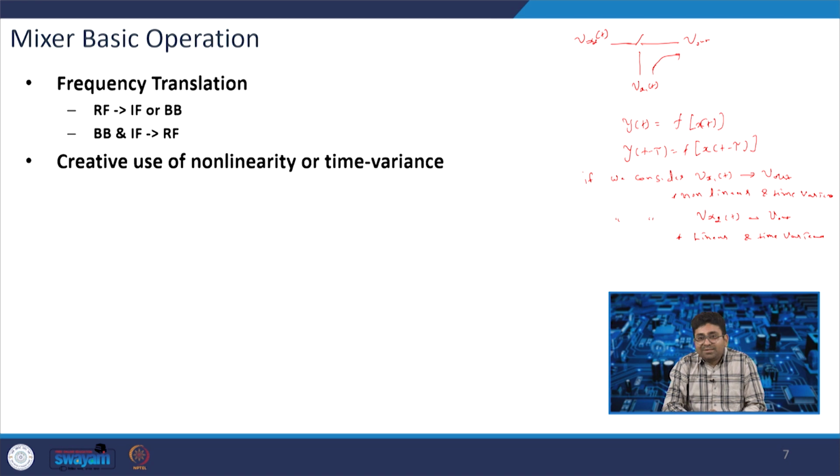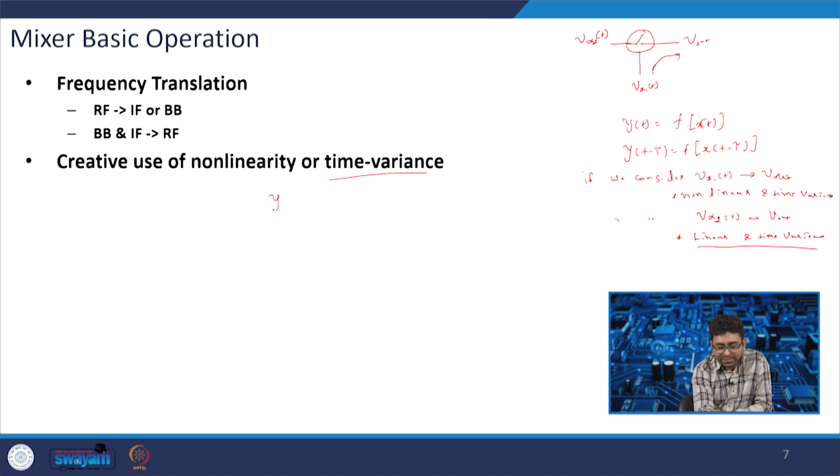So, this is a mixer. If you use a switch and switch the input with the LO frequency, we can say that the mixer can be linear, but it is time variant. So, there is one thing, time variance, that will provide the mixing, and another is non-linearity. So, how does non-linearity work?